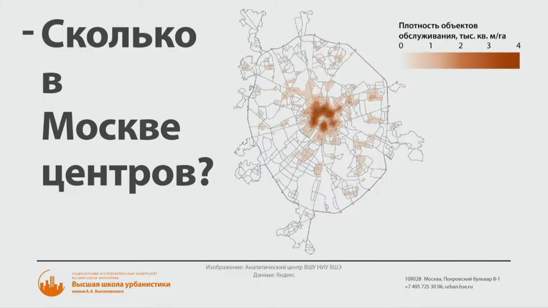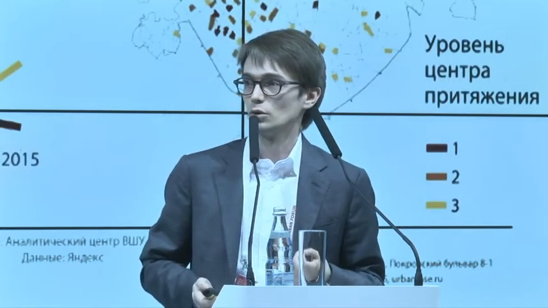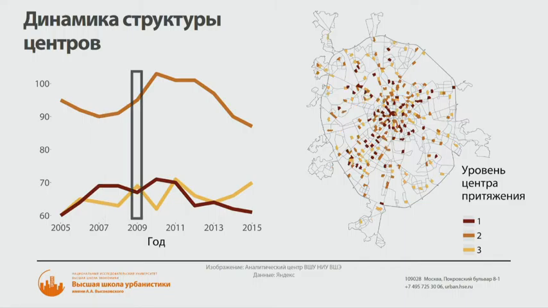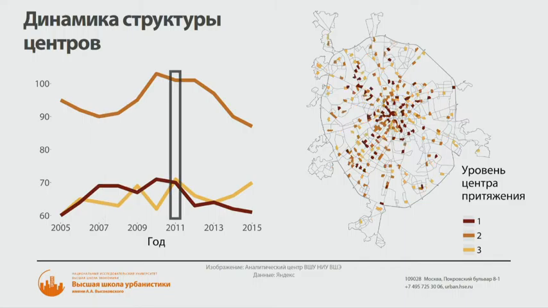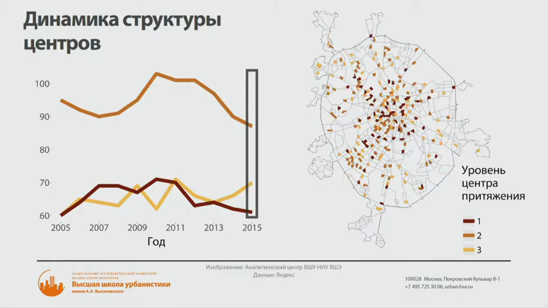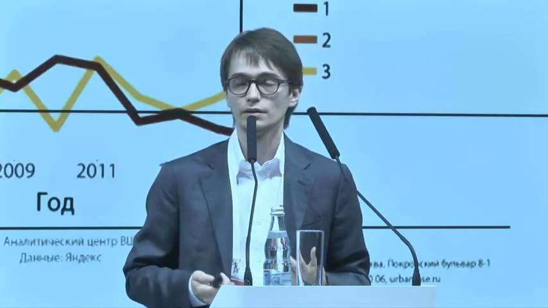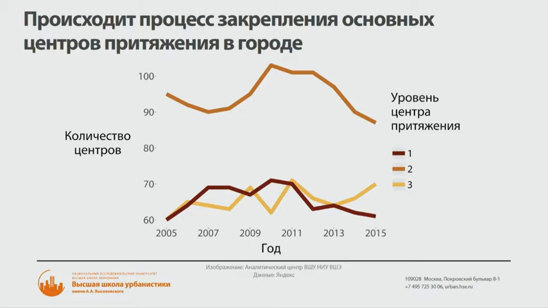So how many centers are there in Moscow? Well, only one, you might think so, of course, if you look at the density of the service points, the service facilities. But actually there are a lot of them. And if you look over time how the structure changed from this map, it's a rare case where maps are not a good example. You might think it's a chaos. So it's better to use a chart and not a map.